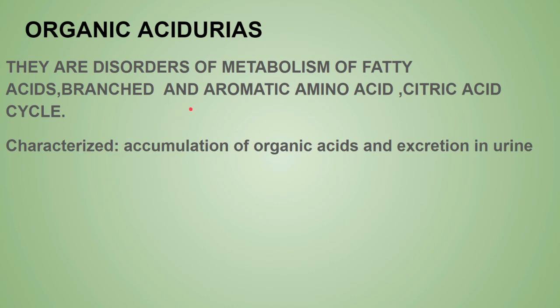Now the organic acidurias. Now there are many disorders of the metabolism of the fatty acids, branched and aromatic amino acid, and the citric acid cycle. So any disorder in the metabolism of all these things causes this organic aciduria. Now these are mainly characterized by the accumulation of organic acid in the body tissues and their excretion in the urine, because they would be so much accumulated in the body that they will be excreted through the urine.